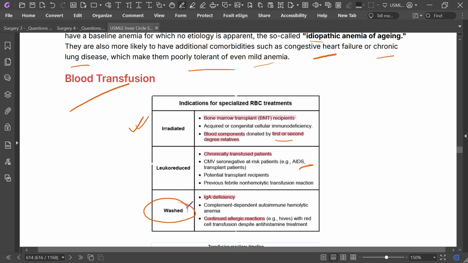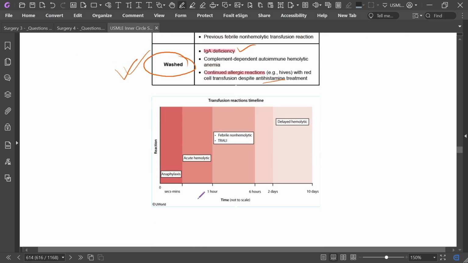And washed RBC for IgA deficiency, for complement-dependent autoimmune hemolytic anemia, and for continued allergic reactions like hives with red blood cell transfusion despite antihistamine treatment. Washed RBC should be given in IgA-deficient patients with continued allergic reaction to RBC transfusion despite antihistamine treatment.